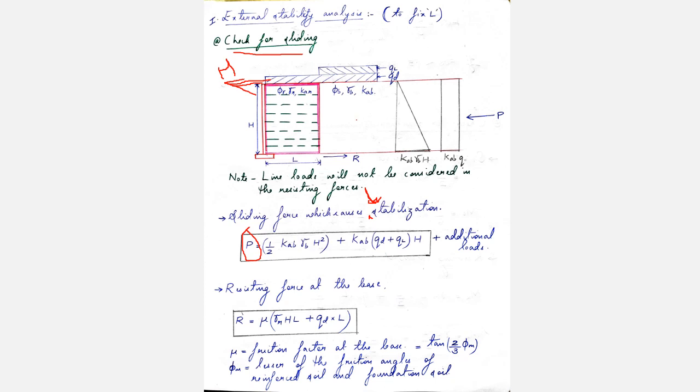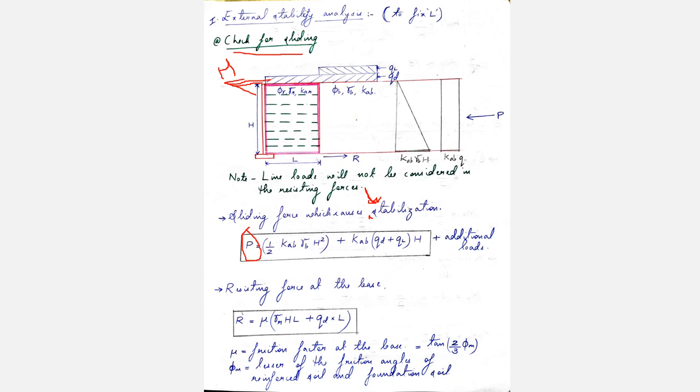Okay, it is a destabilization force. Now, in order to resist this sliding force, this rigid block has to exert a resisting force here. Basically it will be the self weight of this rigid block which exerts a resistance force against the sliding force. That resistance force exerted by this reinforced soil rigid block will be acting along the base.